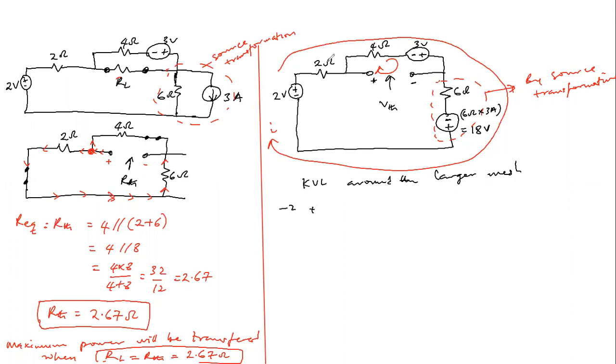So that will be minus 2 plus 2i, all the external elements are related by the passive sign convention. Okay, that'll be 2i minus 3. That'll be plus 4i. That's minus 2 plus 2i plus 4i minus 3 volts plus 6i minus 18 is equal to 0. So this is going to give us minus 23 plus 12i equal to 0. So I will give us minus 23 divided by minus 12, that will be 1.917.